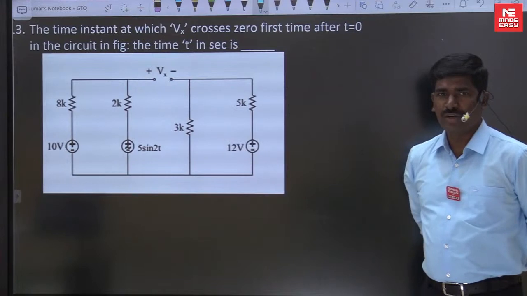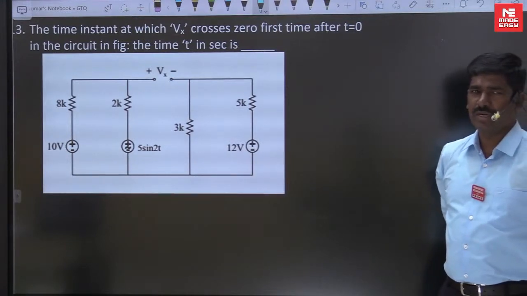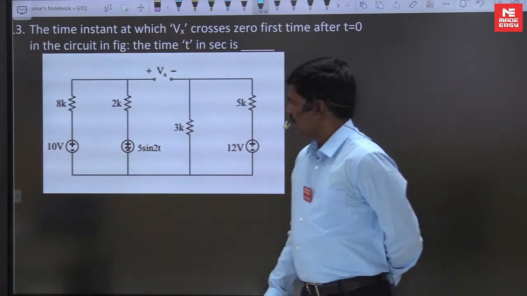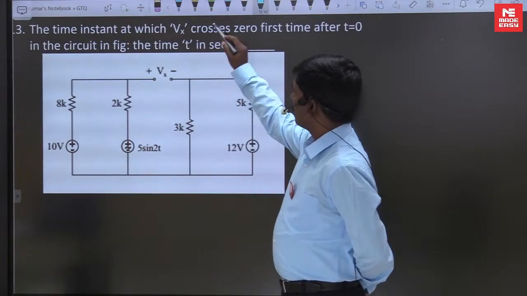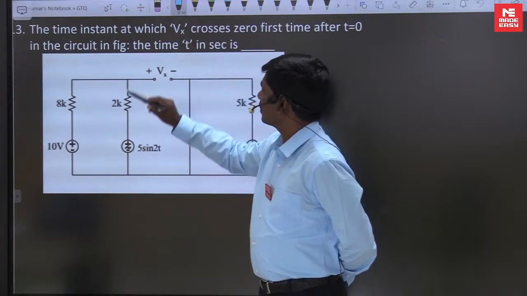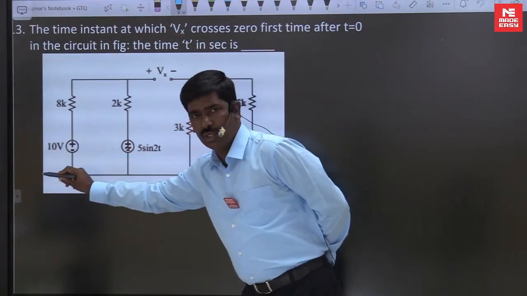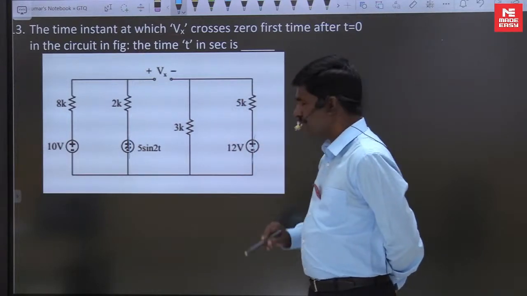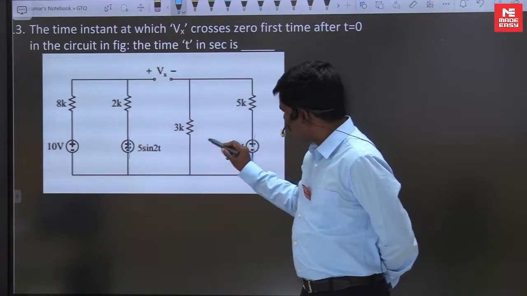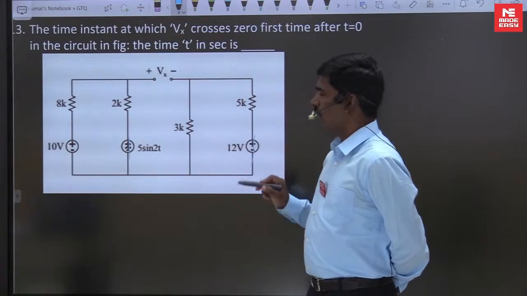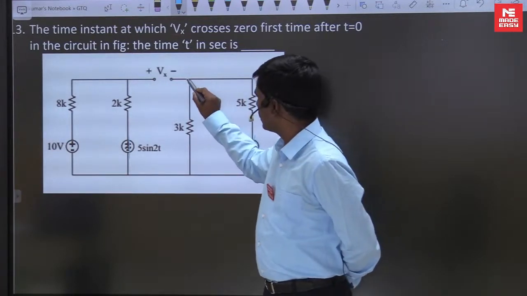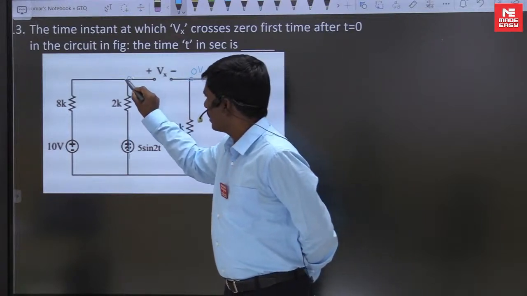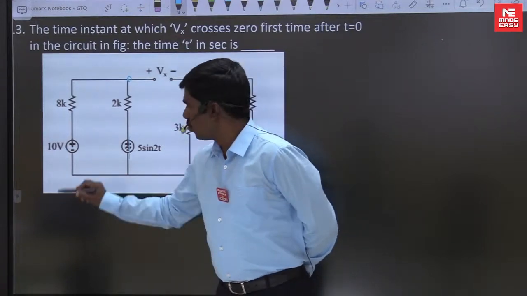How to approach: different frequencies are operating on the network, so always use the superposition theorem. Suppose we are using superposition. Now the 10 volts is active, and the other sources are short circuited. Once short circuited, no current flows through the 3 kilo ohms and 5 kilo ohms. Here the node voltage is 0 volts. Here, just use the voltage division rule.